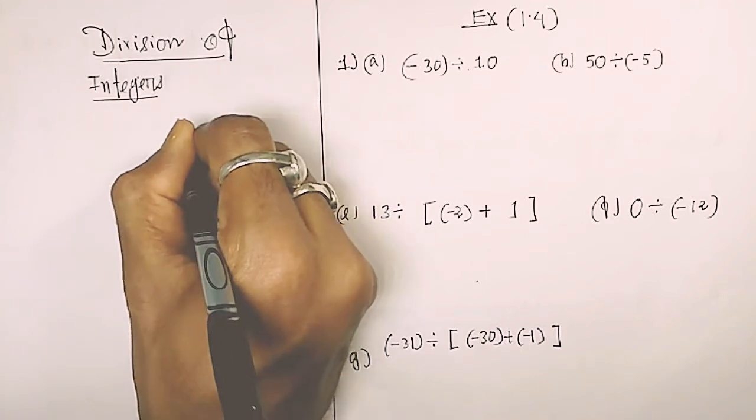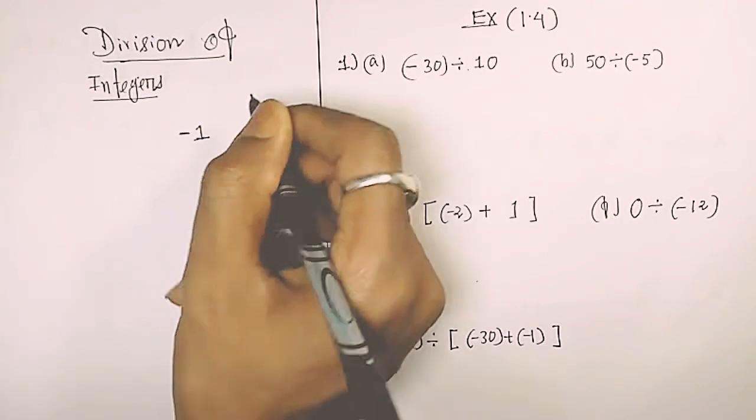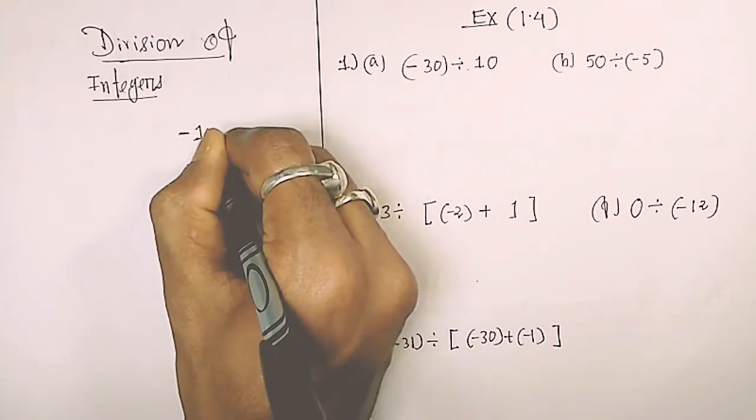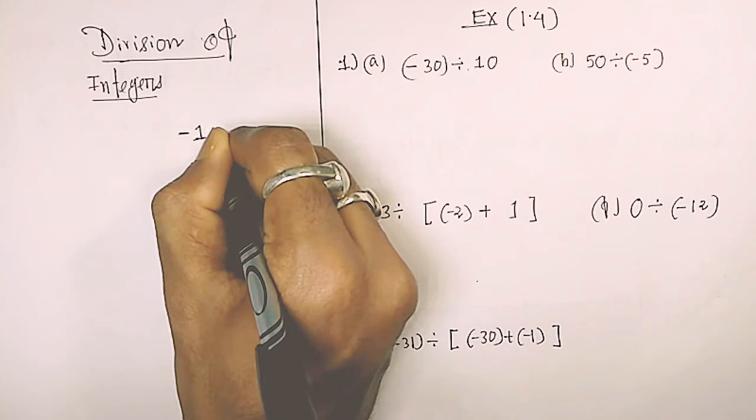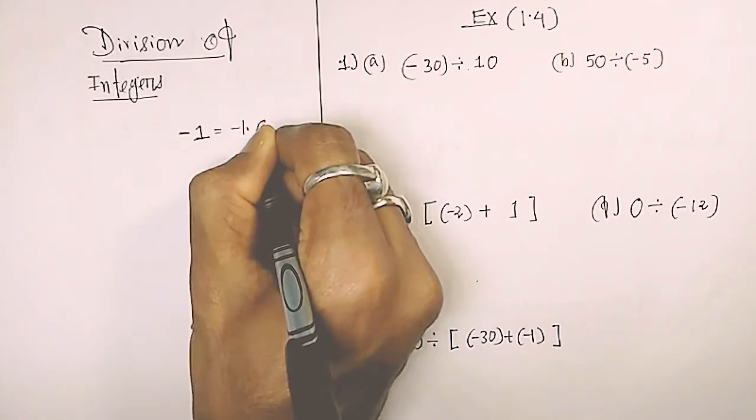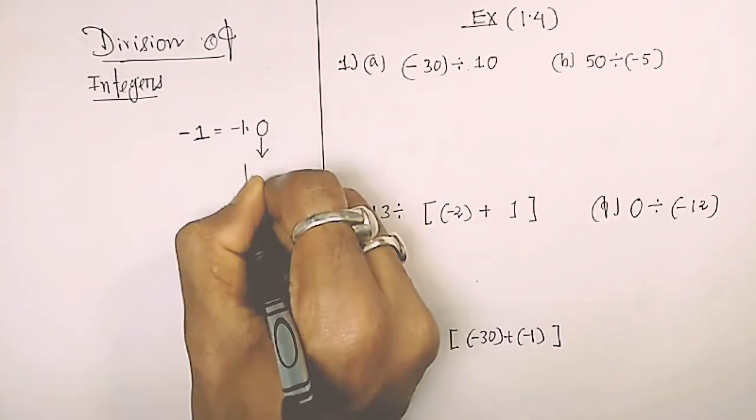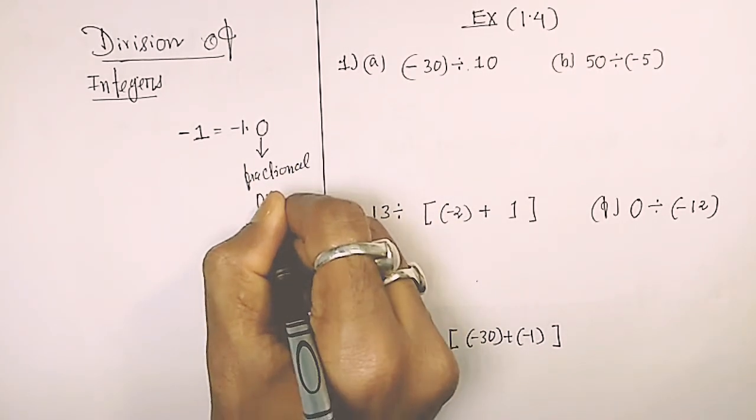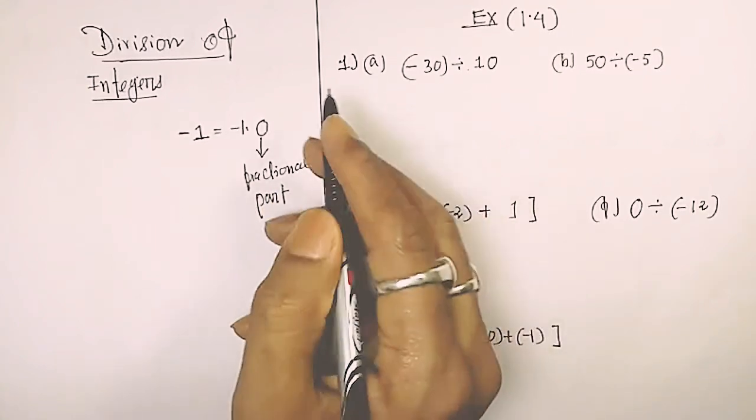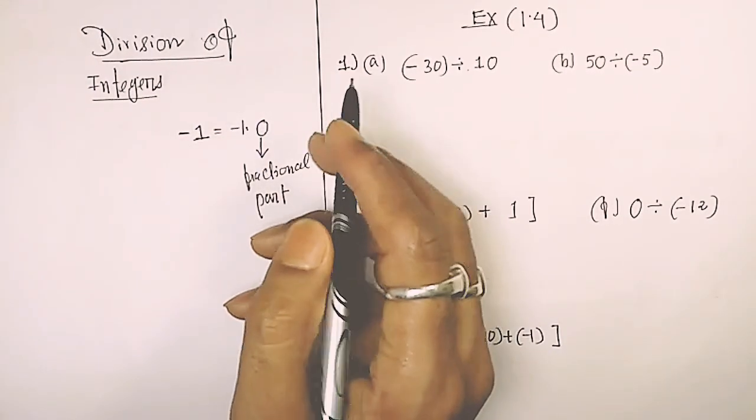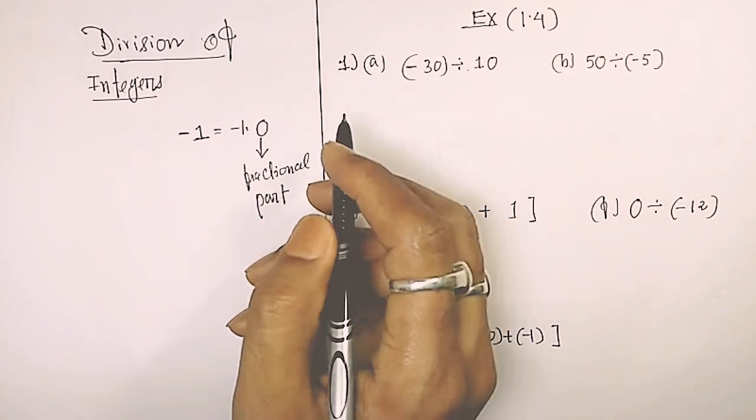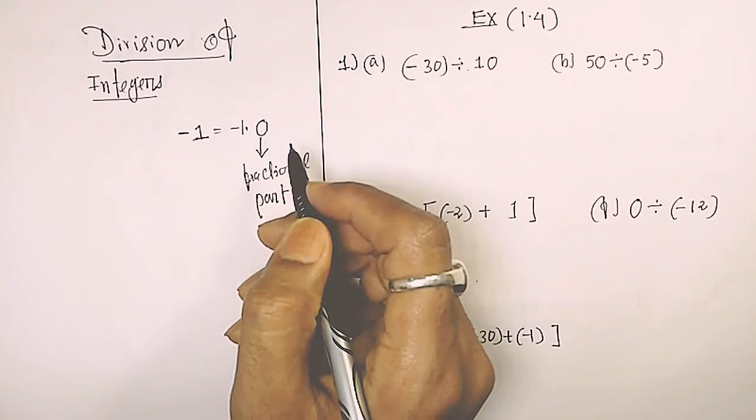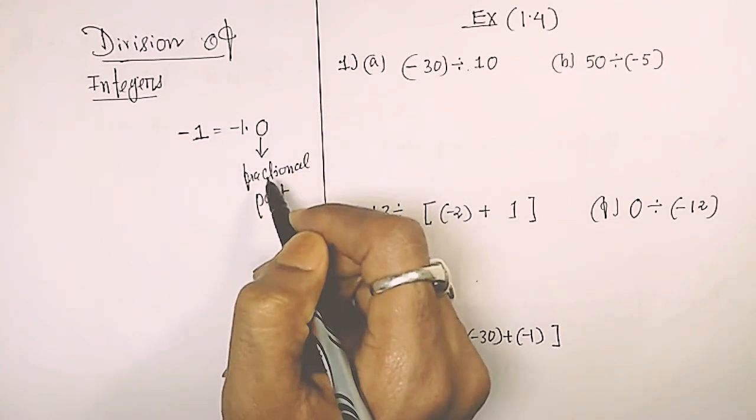That means -1 is an integer, and in this number the fractional part is 0, because -1 you can write as -1.0. So this is known as the fractional part. So integers means these are the positive and negative numbers along with 0. And what is the property? The fractional part of all the numbers should be 0.